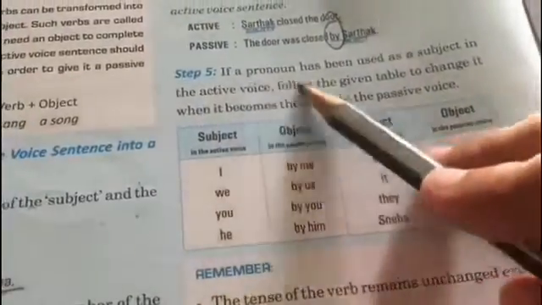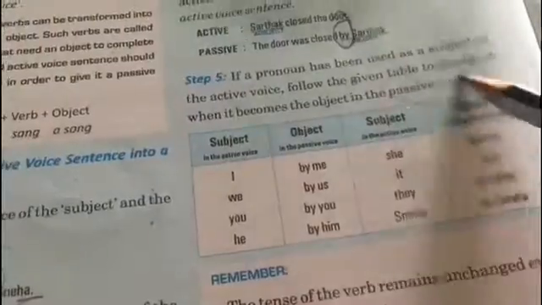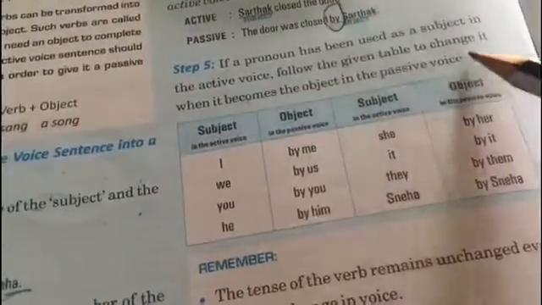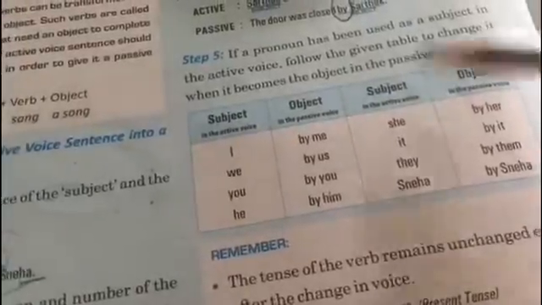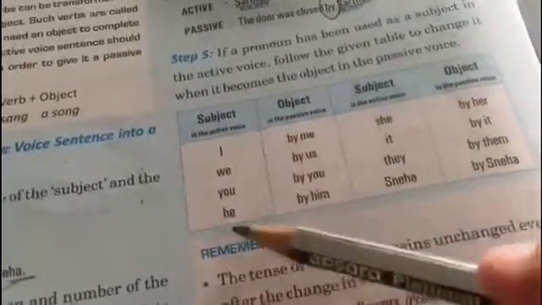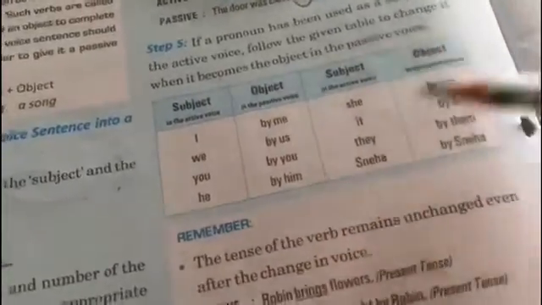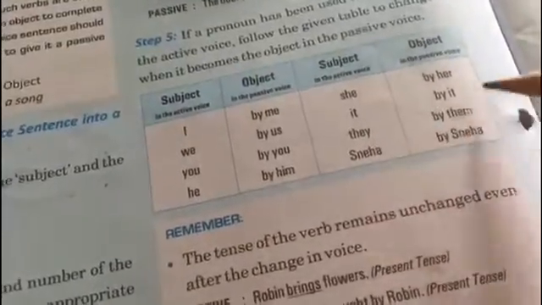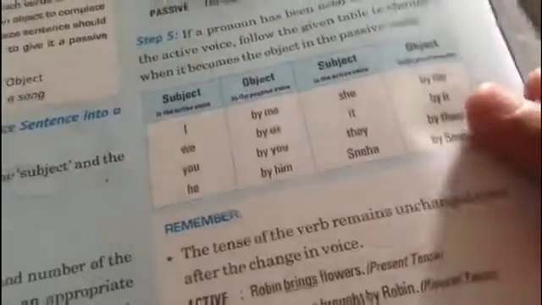Step 5, if a pronoun has been used as a subject in the active voice, follow the given table to change it. So if a pronoun is given, you have to change it in this way. If I is given, it will be by me. We is given by us. You by you. He by him. She by her. It by it. They by them, and Sneha by Sneha.